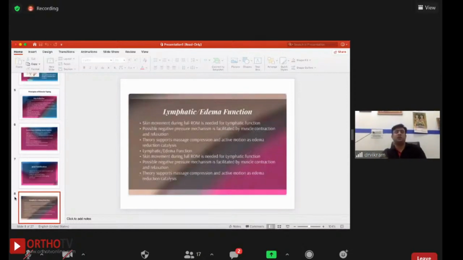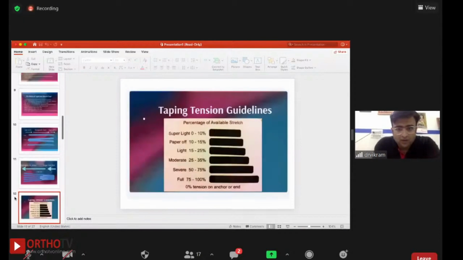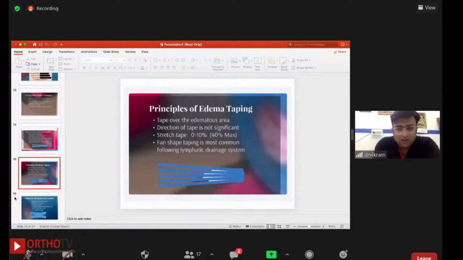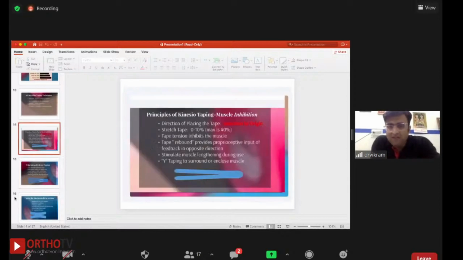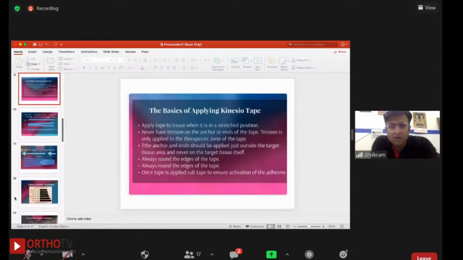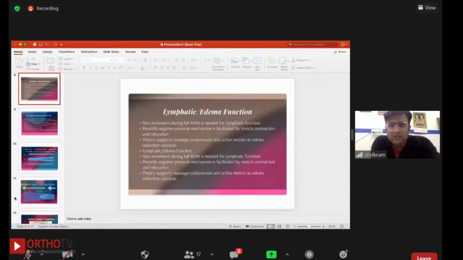Lymphatic and edema function. I'll just show you one thing. This one, lymphatic. When we are doing lymphatic taping and edema taping, it is superb. It helps in reduction of swelling, pain and lymphedema. This is the way we do the lymphatic edema function taping.